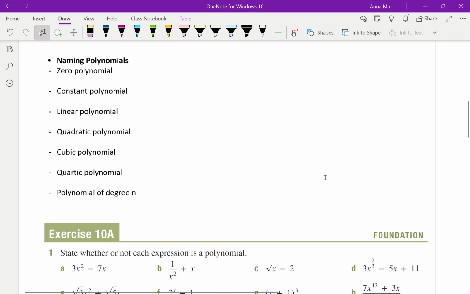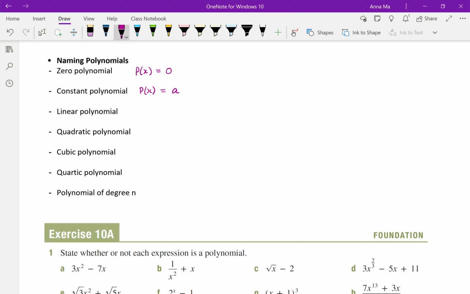Now we've got some names for polynomials depending on the degree of the polynomial. So for a zero polynomial, it's literally when there's no term in a polynomial other than the constant 0. It's pretty rare that we have a case like that, so it's not a popular one. We call it a constant polynomial if there are no terms that have x in them. So if I have a single constant, we call that a constant polynomial.